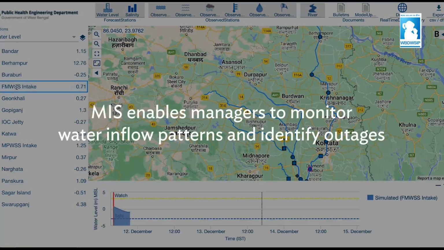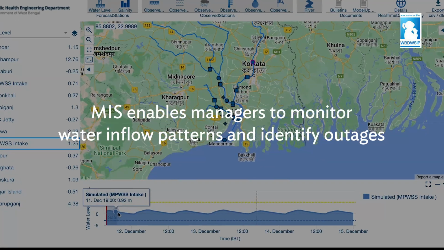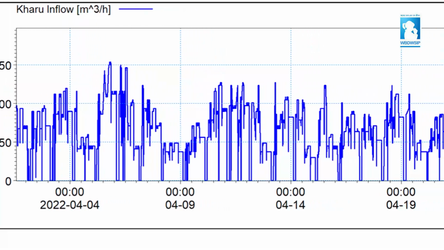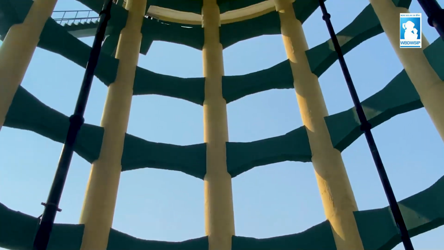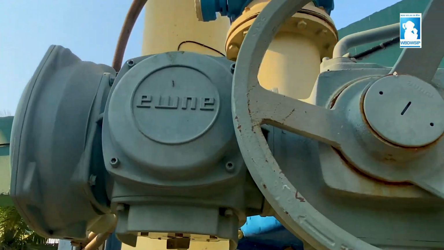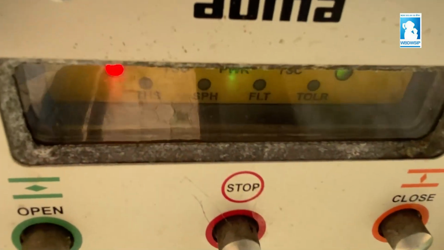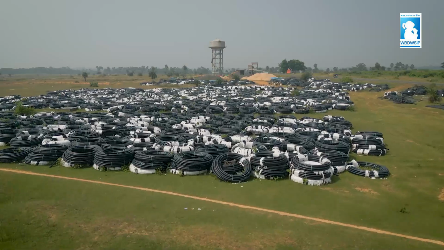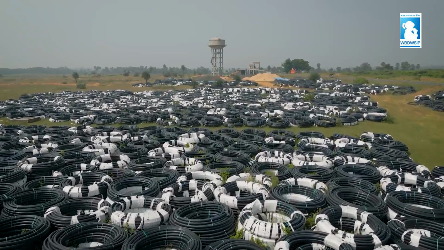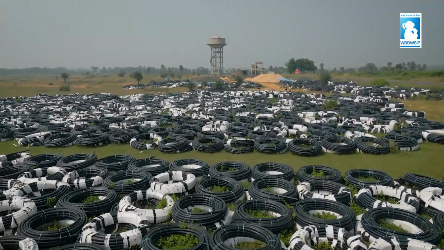Each water supply scheme is illustrated in the Monitoring Information System or MIS in the Web GIS. The MIS user can choose to see the inflow to selected overhead tanks and how it has varied over the last few days. Any outage is spotted. There are around 3,000 piped water supply schemes throughout West Bengal.